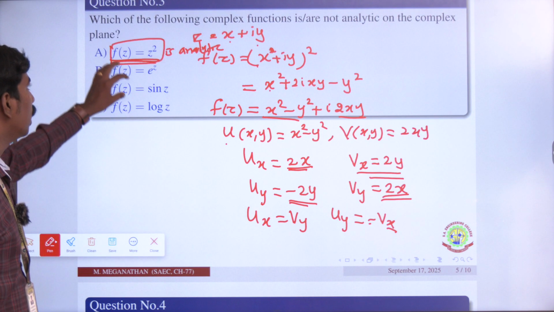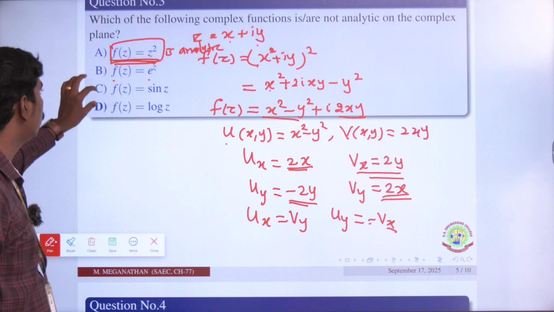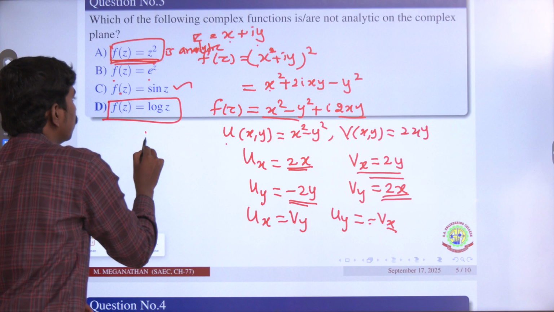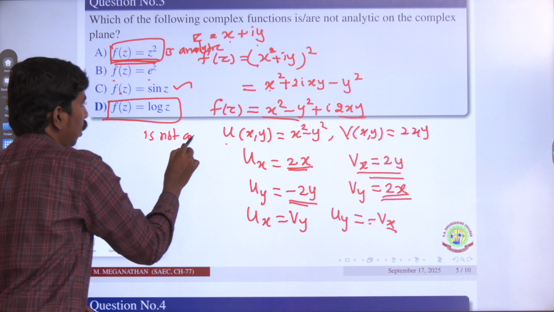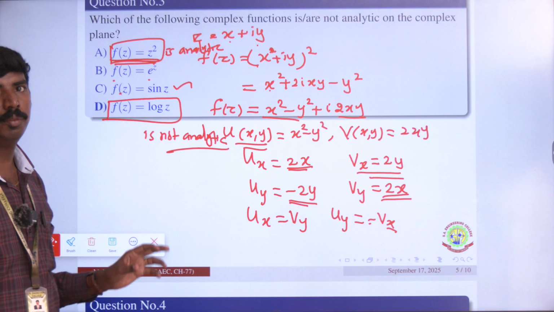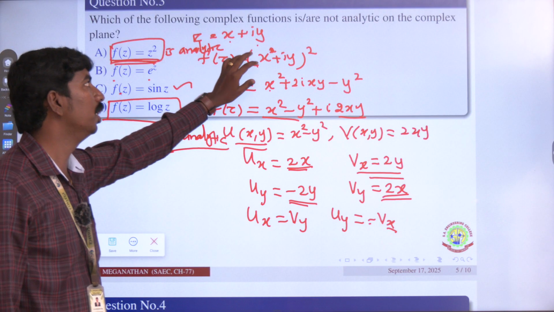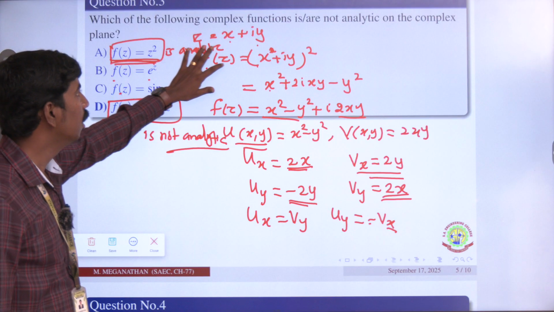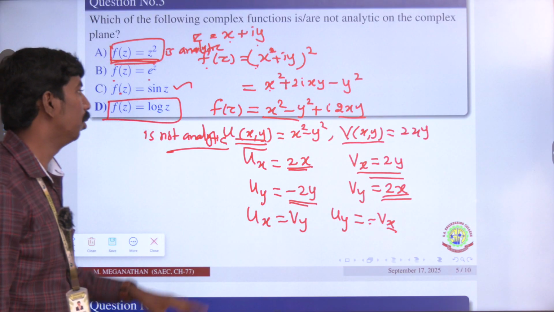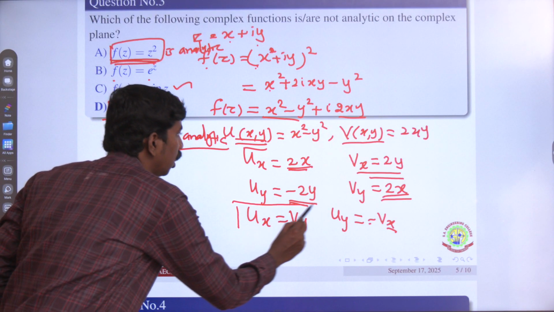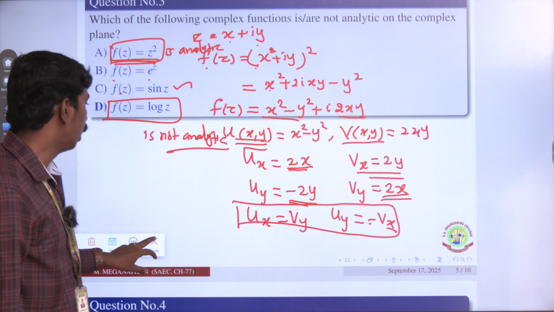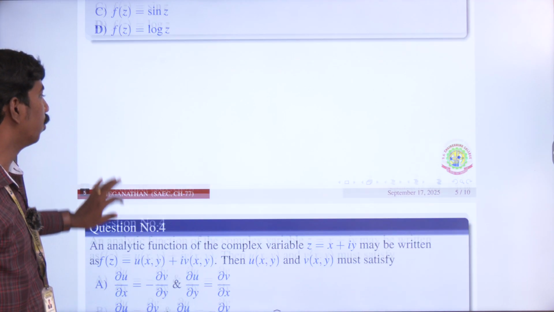In a similar way you can check every function: f of z equal e power z, f of z equal sin z, and finally you will get that f of z equal to log z is not analytic, that means it is not satisfying the CR equation. The concept of an analytic function is simple: any function f of z can be given in the form u of x comma y plus i into v of x comma y. If it satisfies the CR equation, then I conclude the function is analytic, or else it is not analytic. This is the concept of analytic function.